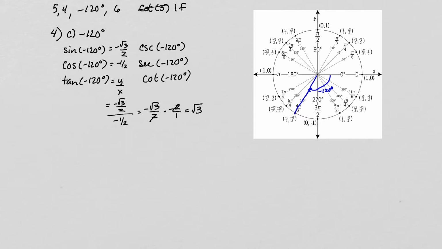And then to get the cosecant, secant, and cotangent, we just flip them over. So the cosecant is minus 2 over root 3. The secant is minus 2. And the cotangent is going to be 1 over root 3. Does that help for whoever asked me about the negative 120?